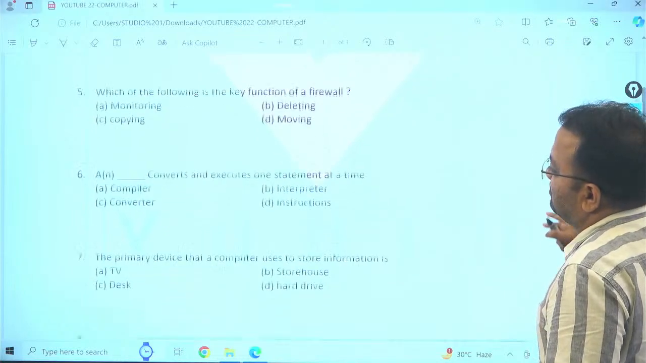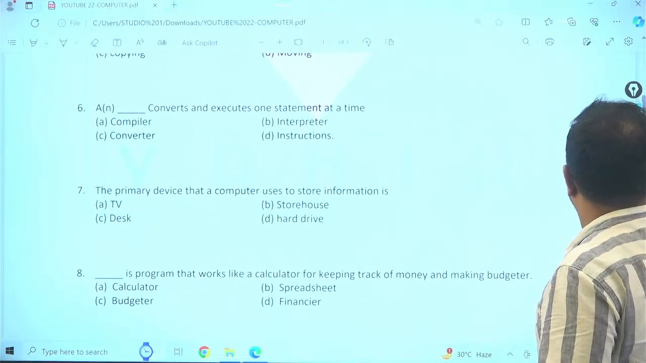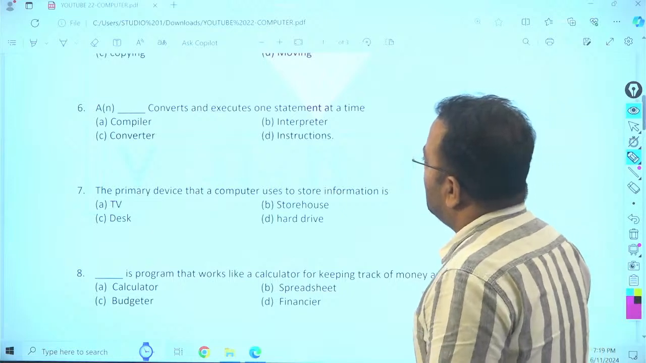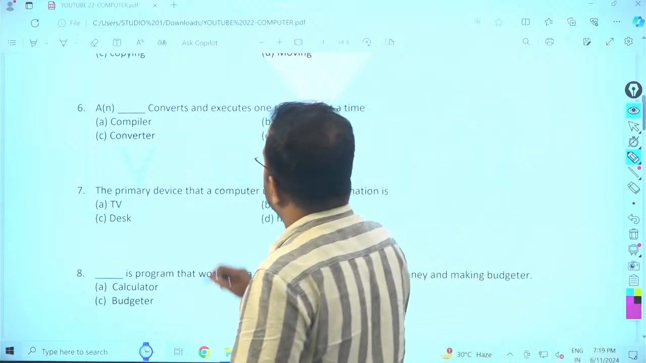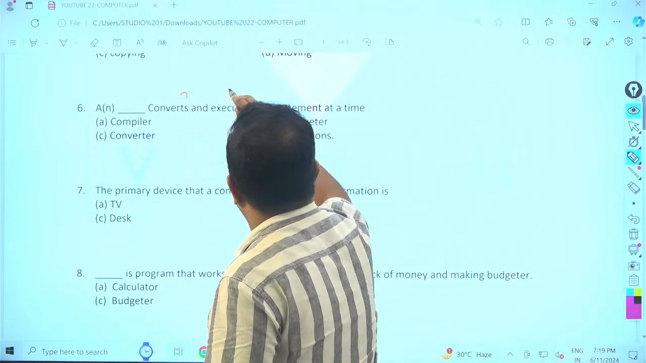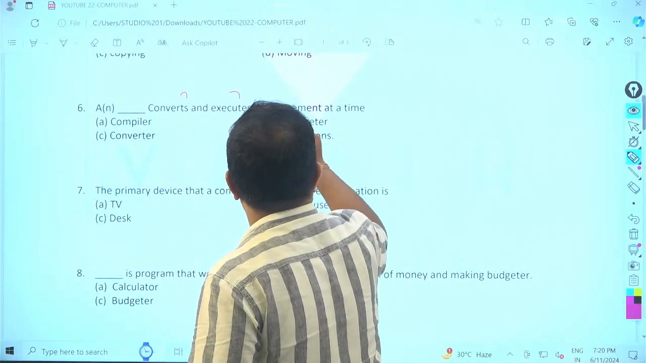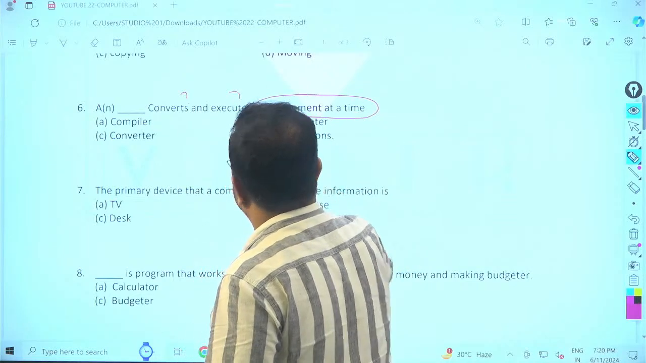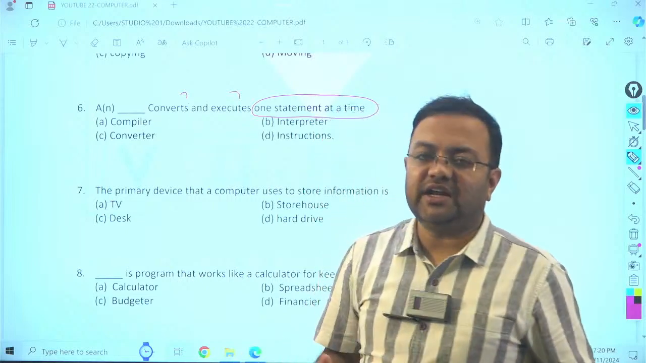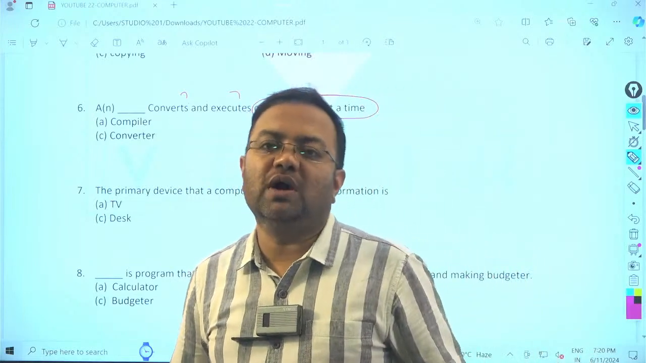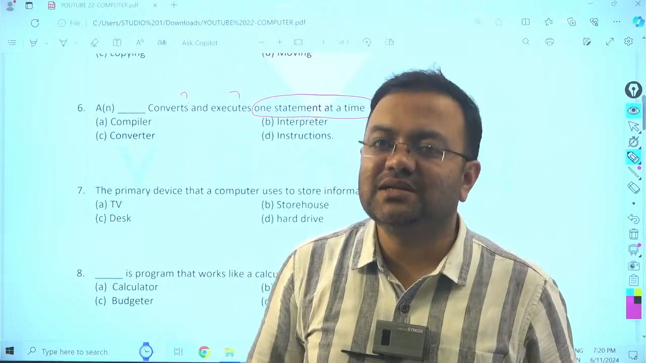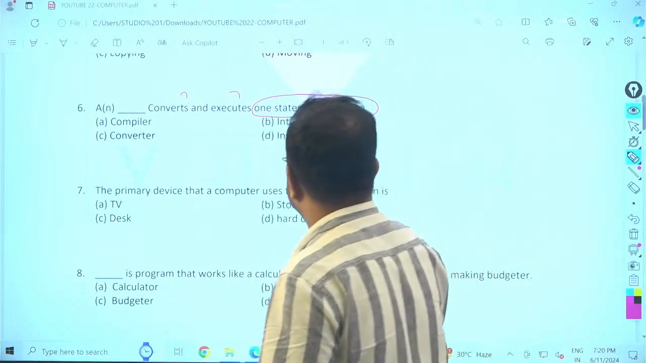Then goes to question number 6. All a dash converts and executes one statement at a time. So it has asked about a single statement at a time. That means dash can translate only one instruction at a time or one statement at a time. Answer is interpreter.